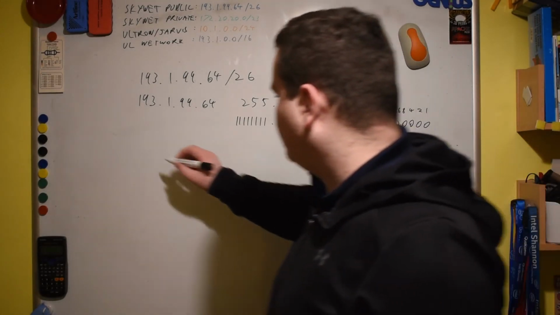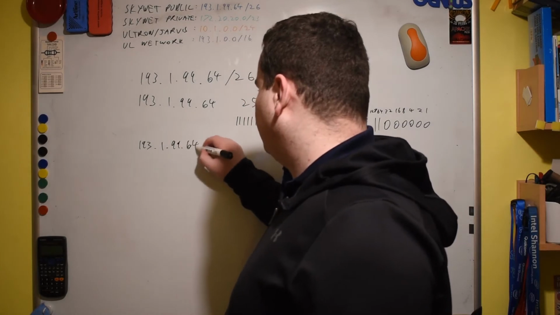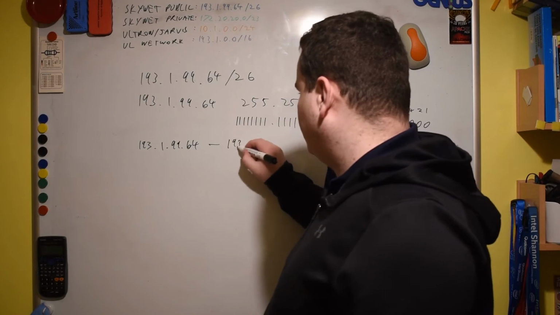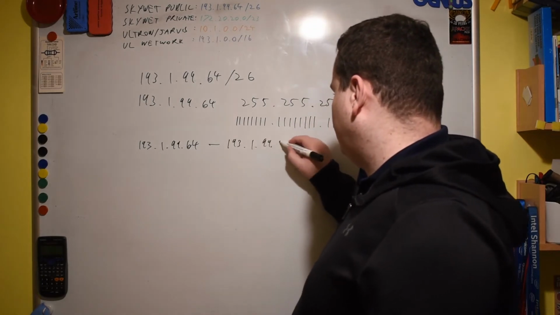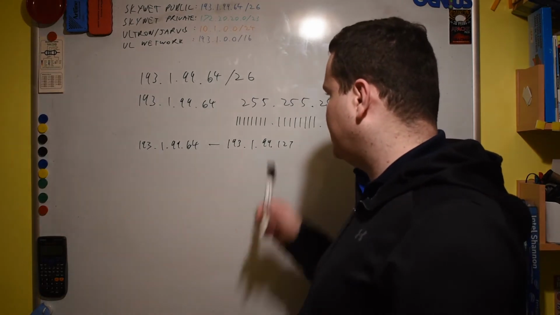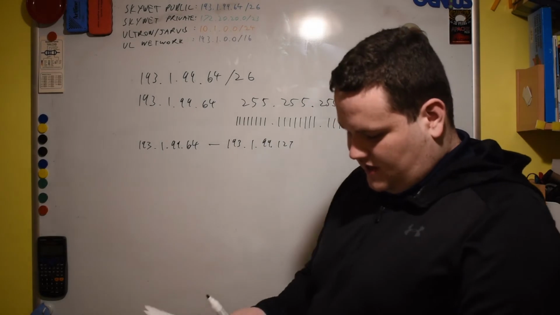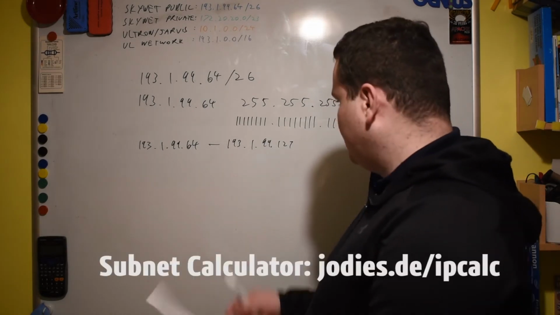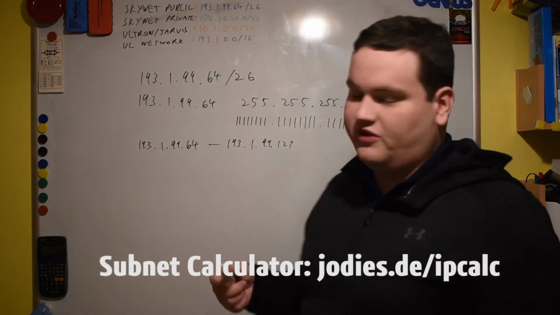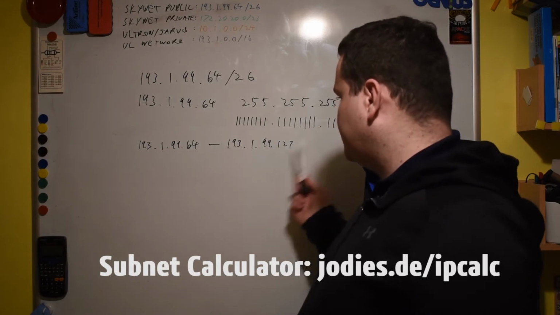And the other way of writing it is just 193.1.99.64 to 193.1.99.127. So all this is a range. This is the first IP address, this is the last IP address. So the IP addresses that Skynet has available to it in a public fashion, we've been lent these by HEANET, are from this address to this address.